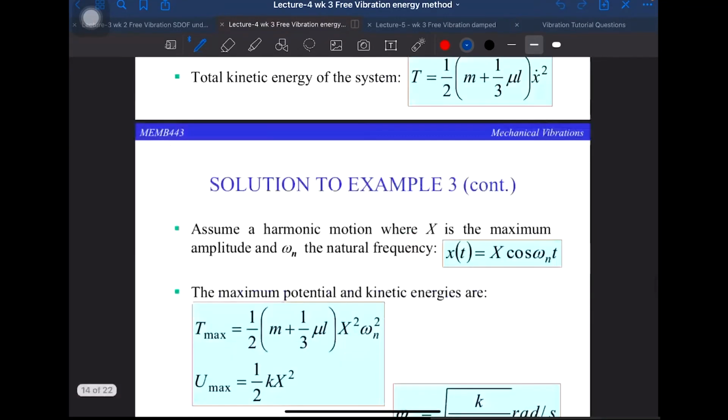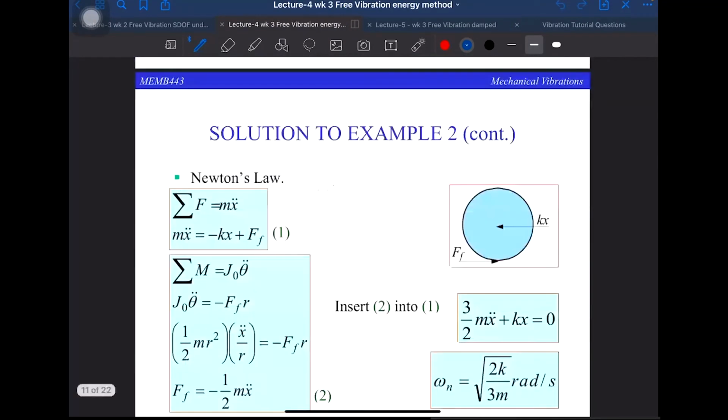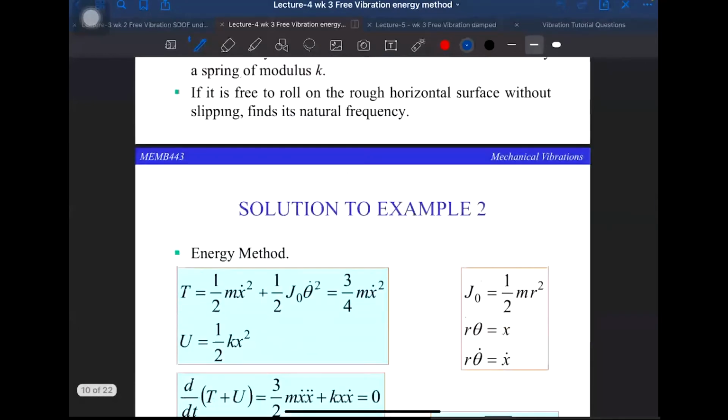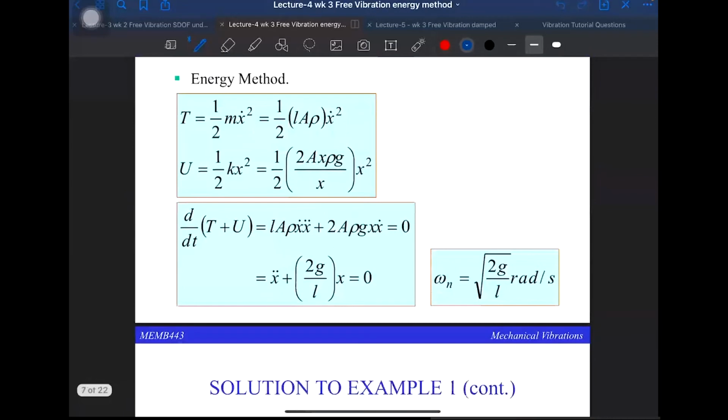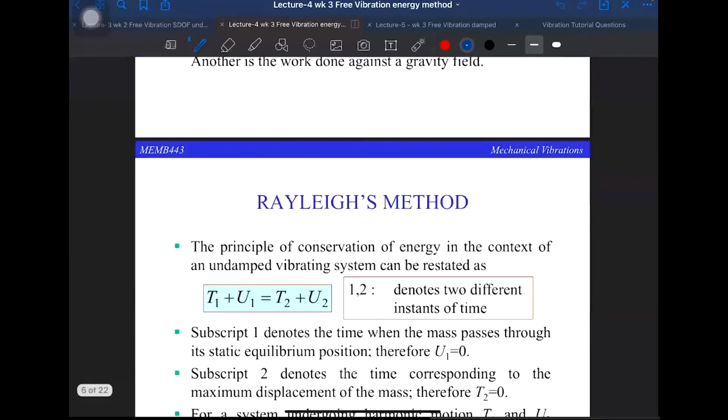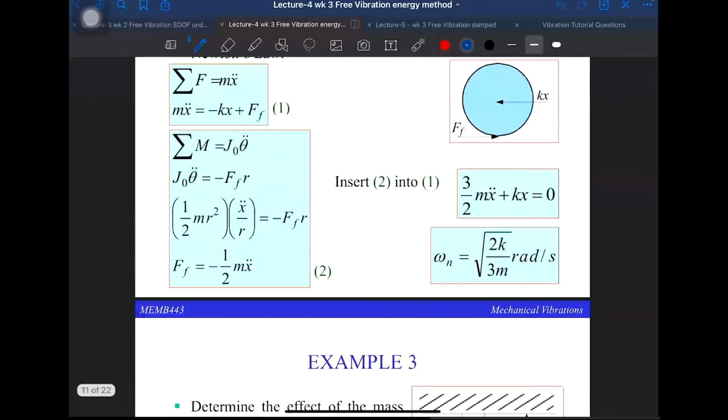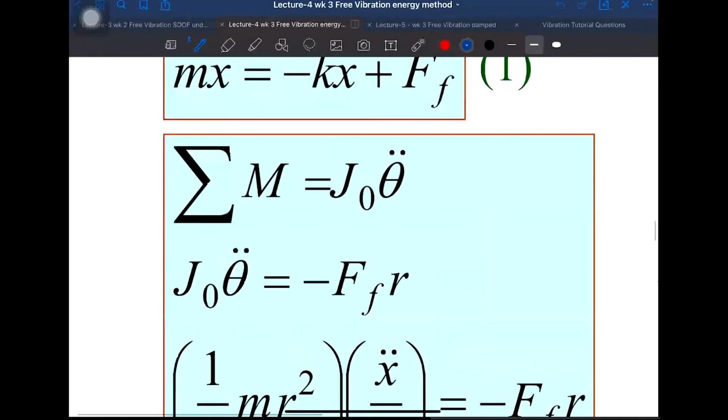Wait, I think I see it somewhere here, also in your slide, but this one is lecture 4. Yeah, here. The summation of moments equals J naught theta double dot. So use that.